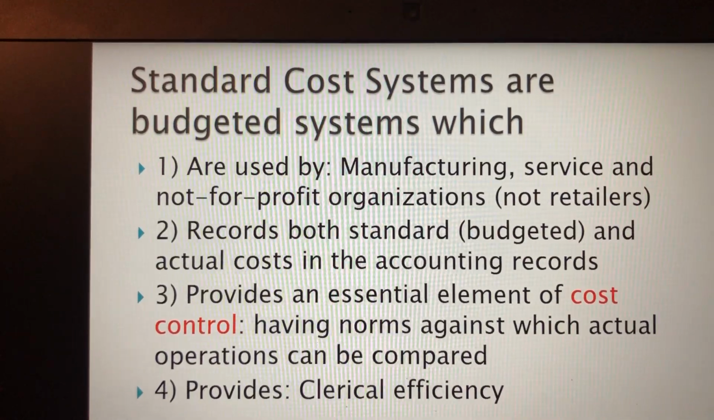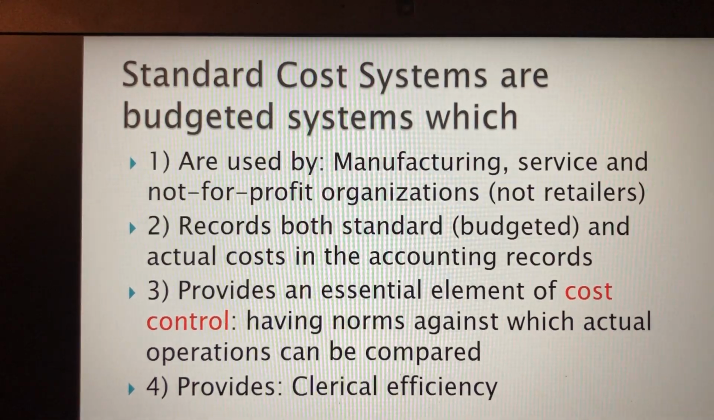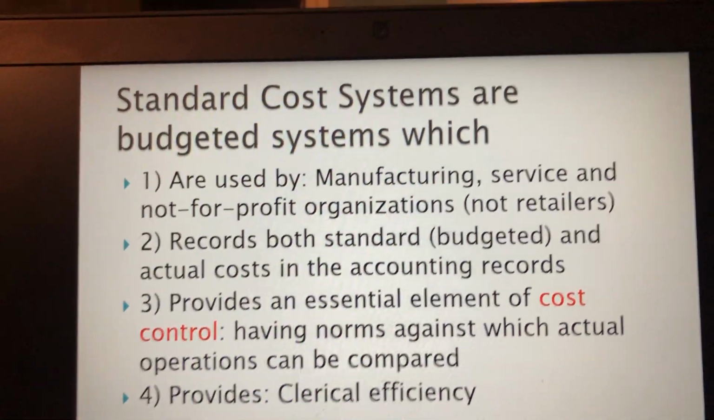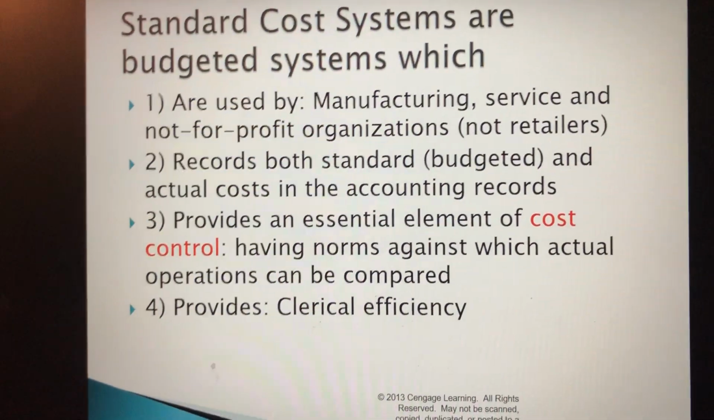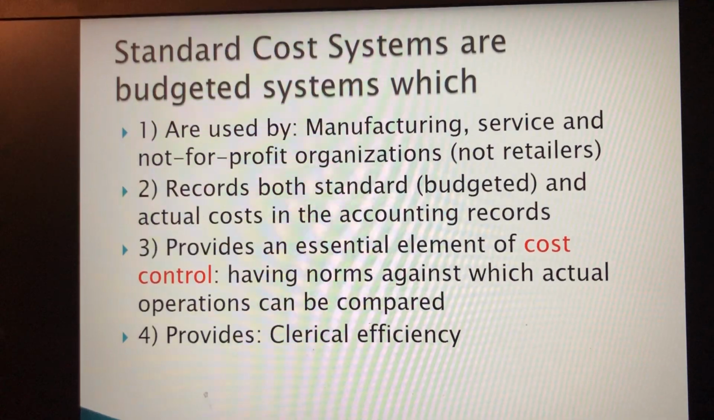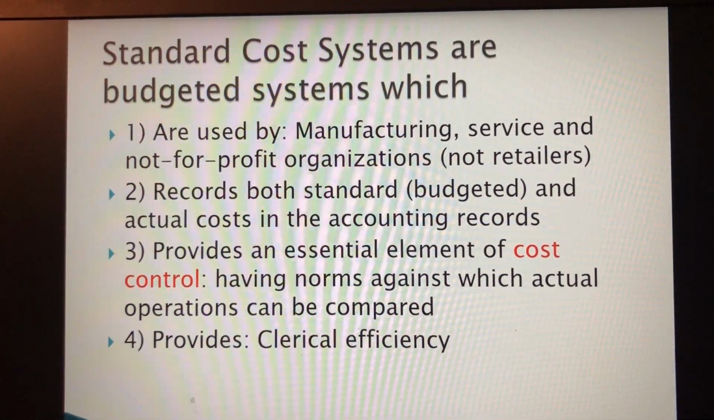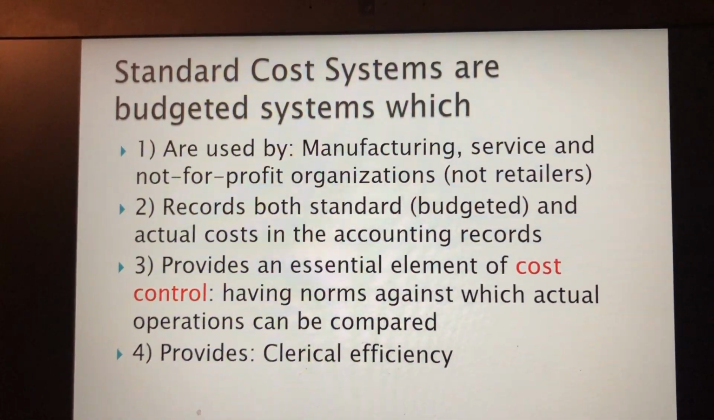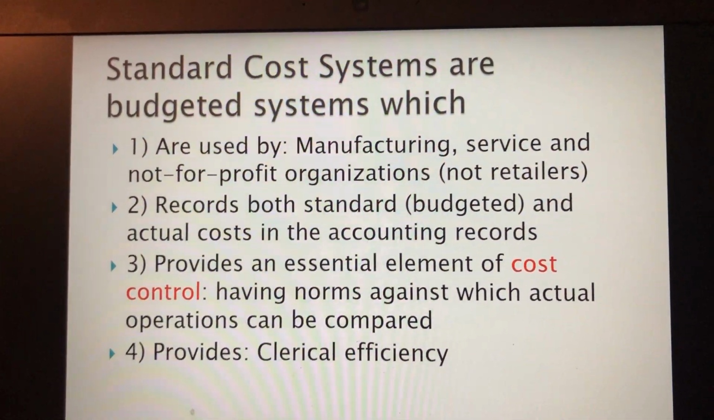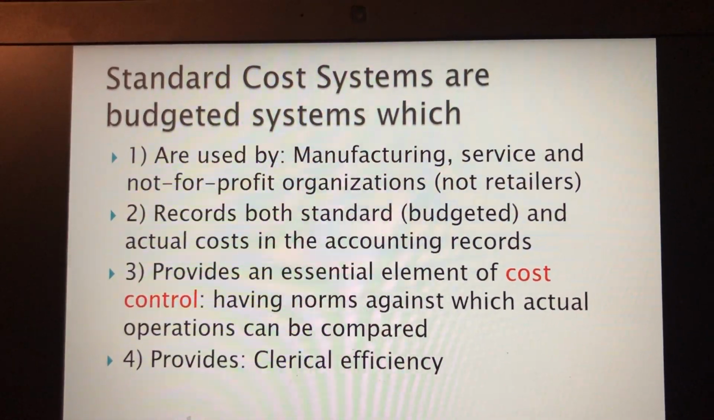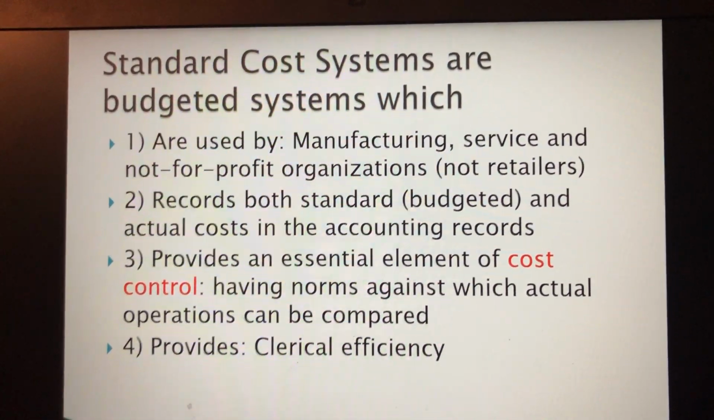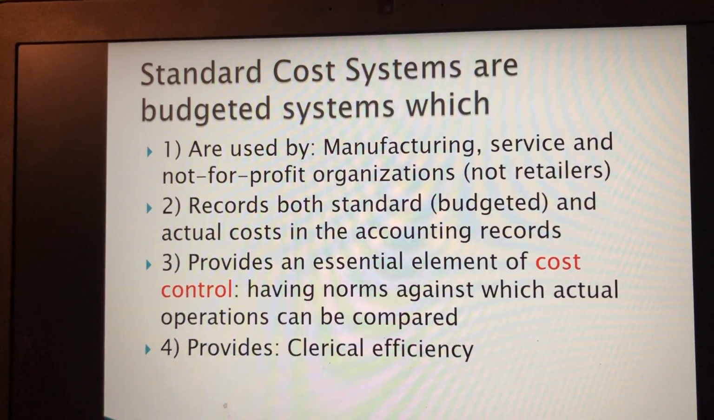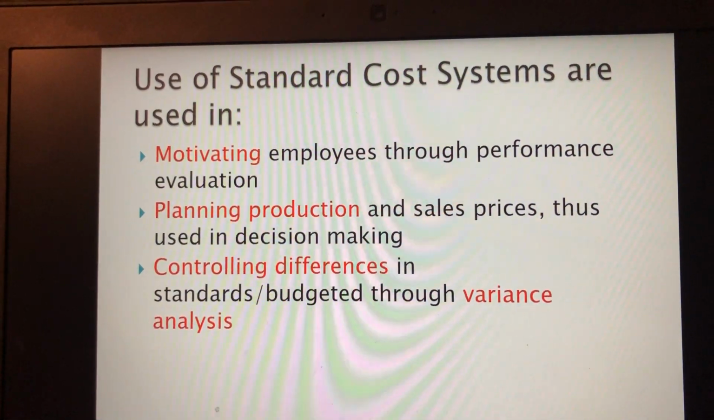Now, standard cost systems, budgeted systems, primary reason is to control costs. That's what we're looking at here. We want to know if we went over our budget by spending too much on both materials and labor. Manufacturers, service, and not-for-profits use this. Retailers generally don't. They do have a budget, but they don't make a product. And so we want to put these standard or budgeted costs in our records. And then again, primary reason is to control cost, and then it's efficient for office workers, clerical, bookkeeping.